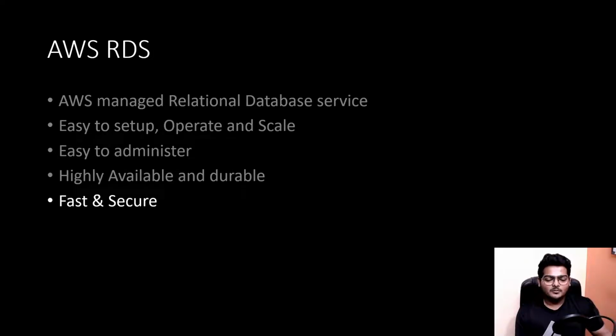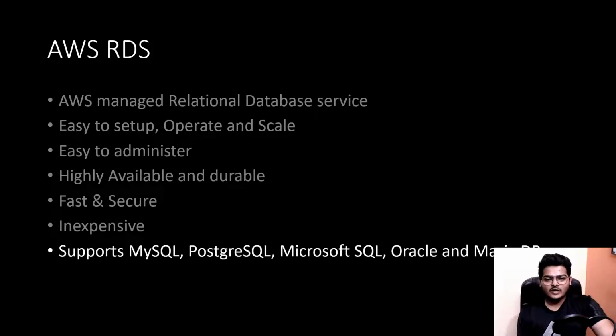You can have a multi-AZ deployment with AWS RDS, which will host your database across multiple availability zones. So even if some availability zone goes down, your database is still up and running, which makes it highly available and fast. You can use AWS's IAM feature to control the permission and access on your RDS database, which again makes it secure. When you compare it with your traditional database, it is definitely a cheaper option. It supports multiple database engines, so you have plenty of options to choose from.